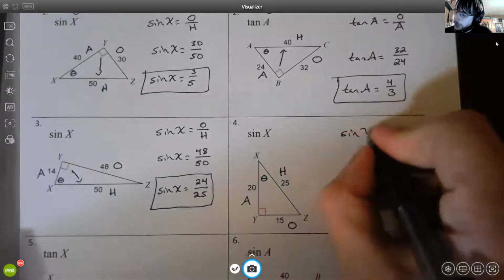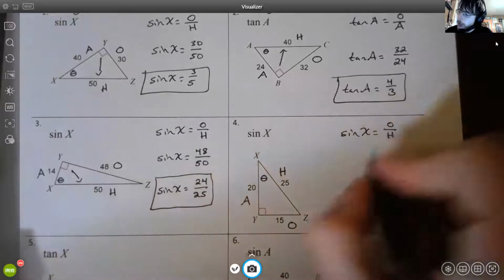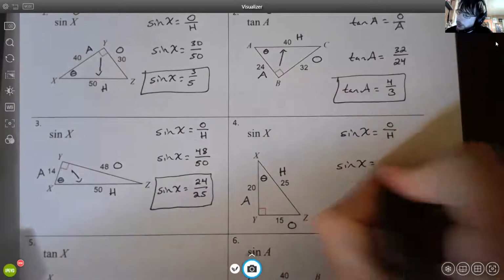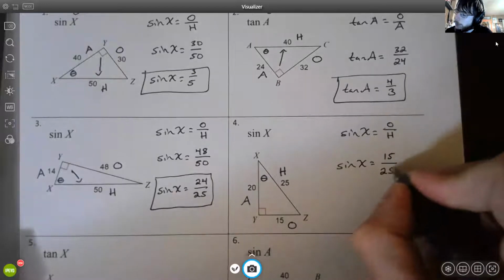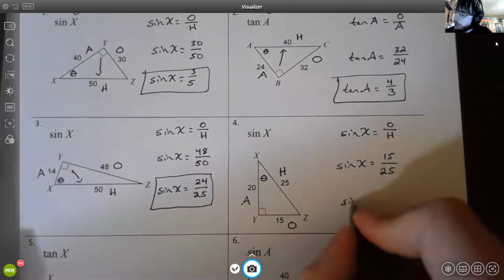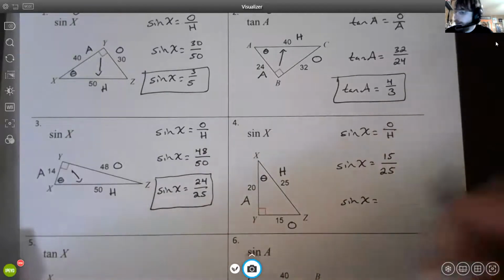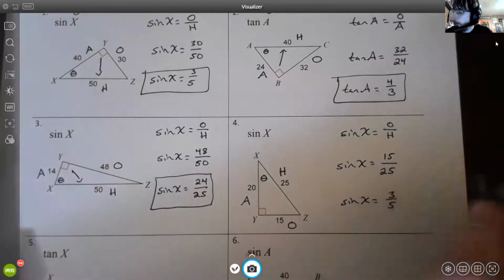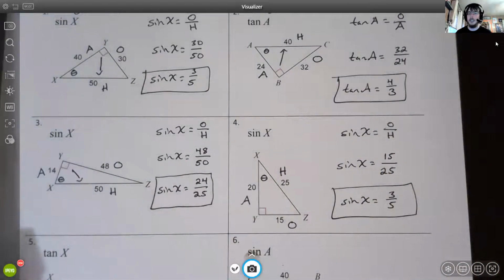Sine of x is equal to the opposite side over the hypotenuse. So that means sine of x is equal to 15 over 25. So sine of x is equal to 15 over 25 simplifies to 3 over 5. And you can type that into Desmos for yourself if you want to verify that.